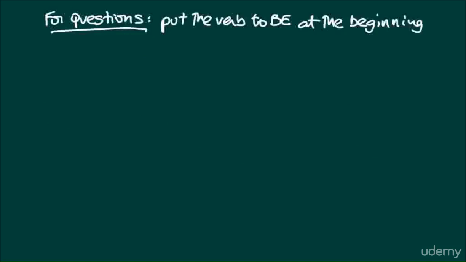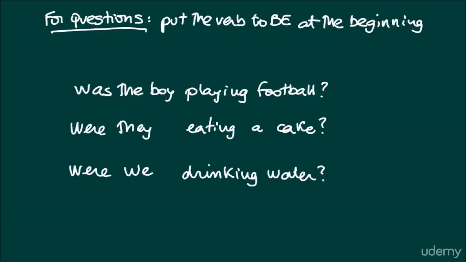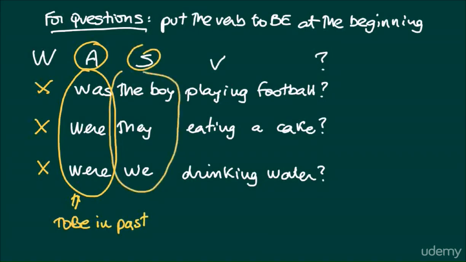And the questions, we just move the verb to be and put it at the beginning of the question. Was the boy playing football? Were they eating a cake? Were we drinking water? Remember to use the WASV formula to create questions. In our example, there isn't a W. The A is where you do the negative, in this case the verb to be. The S is the subject, that is the boy. And V is the verb, that is playing.